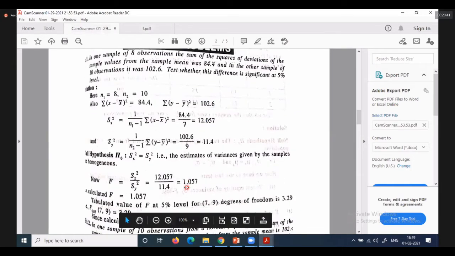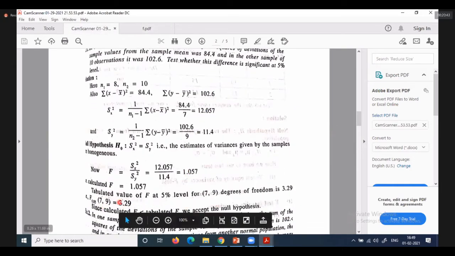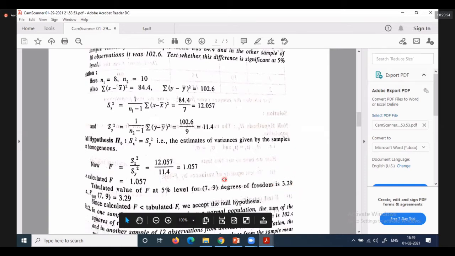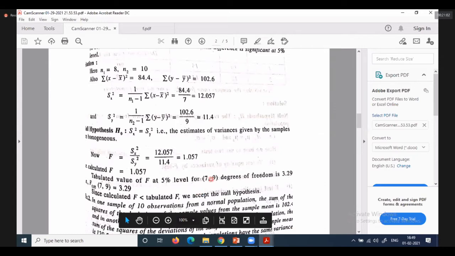All of you see here, the table value of F at 5% level of significance for 7 comma 9 degrees of freedom is 3.29. Okay, we got F calculated and F tabular value. The conclusion part is the same thing: we have to compare both the values.